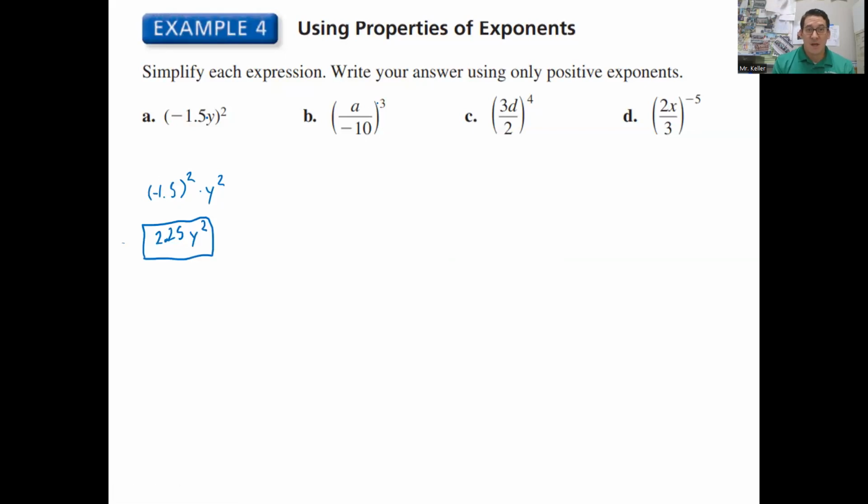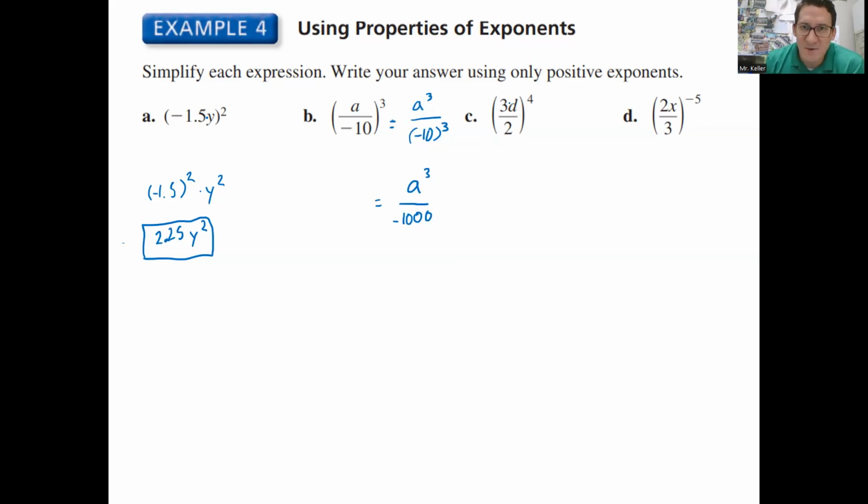This one here, again, this power gets applied to each base in there. So it's going to be a to the 3rd on top, and then -10 to the 3rd on bottom. You can leave it there. -10 to the 3rd is going to be -1000. That'd be the fully simplified, but if you left it like that, I'd be fine with that.